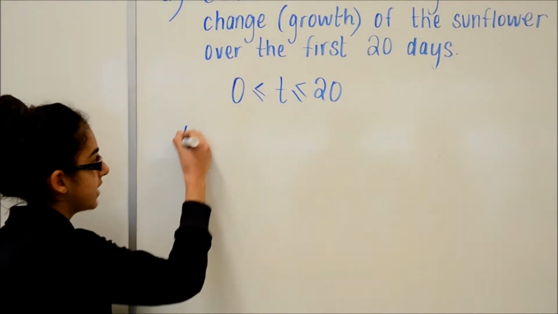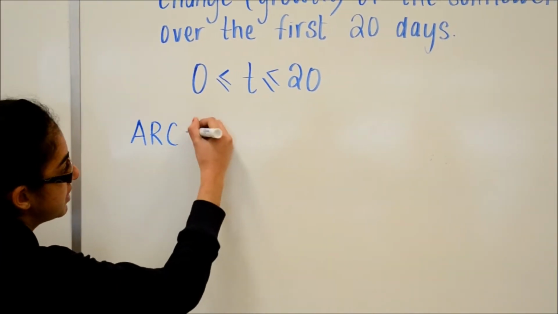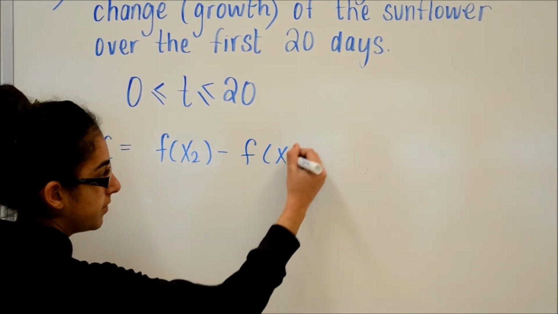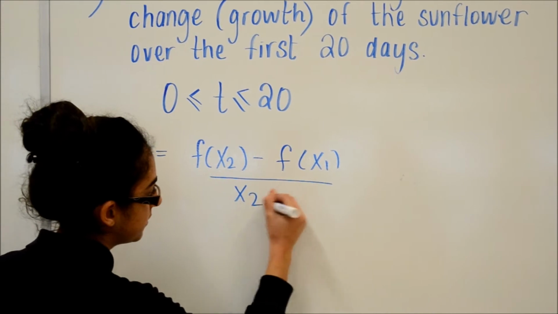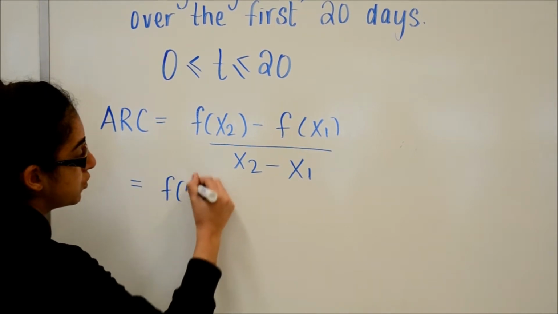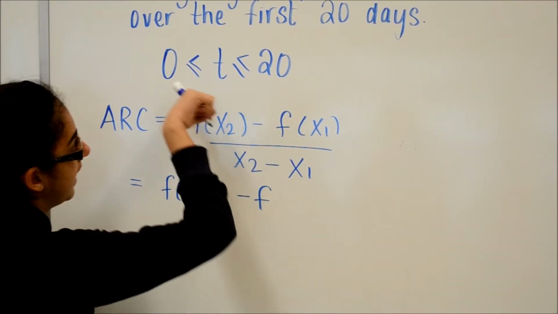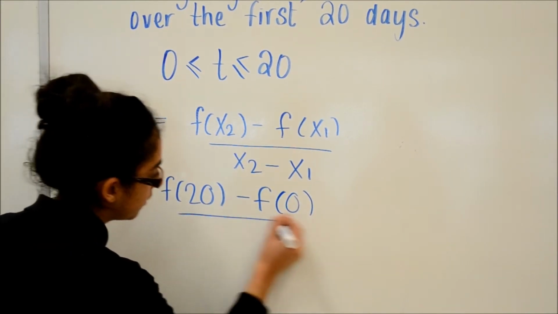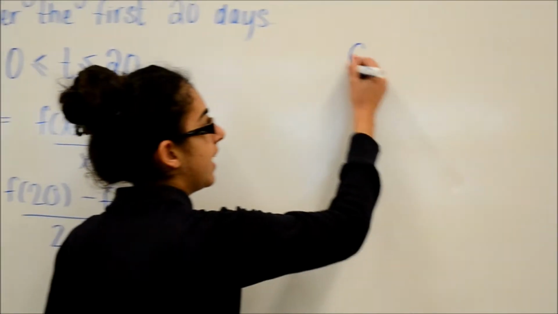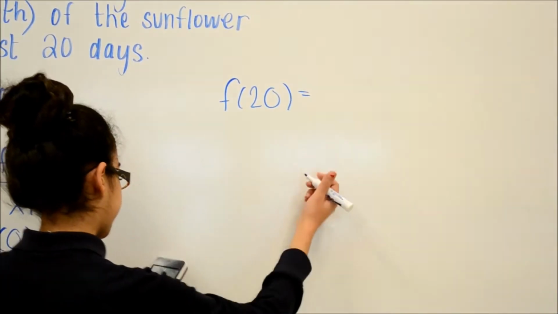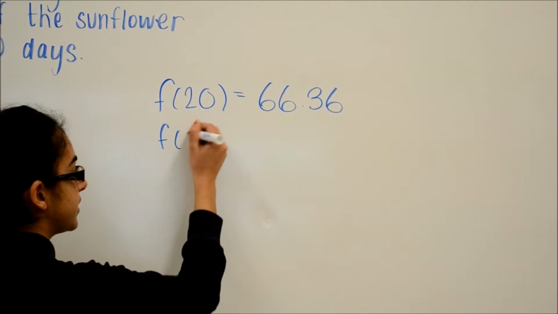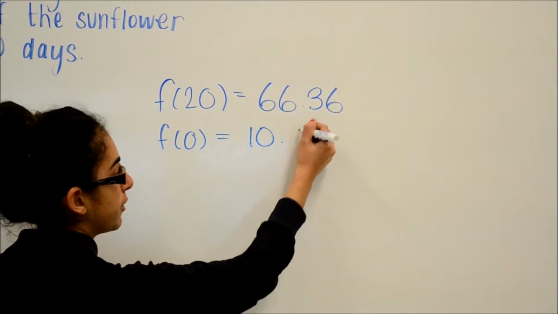The first thing we should do is start with the formula for average rate of change, which is equal to f of x2 minus f of x1 all over x2 minus x1. So that's f of 20 minus f of 0, all over 20 minus 0. Now let's come to the side and if we work out f of 20, we're going to get 66.36, and if we work out f of 0, we're going to get 10.4.